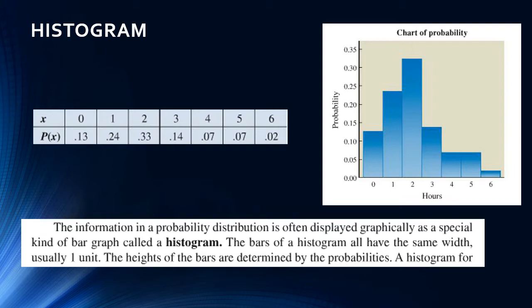The information in a probability distribution, here's our probability distribution from the last problem, is often displayed graphically as a special kind of bar graph, which you can see up here to the right, called a histogram. The bars of a histogram all have the same width, usually 1 unit, and the heights of the bars are determined by the probabilities. You can see here we have the random variables, and then the probability of each of those. This was again based on the number of hours people watch TV.